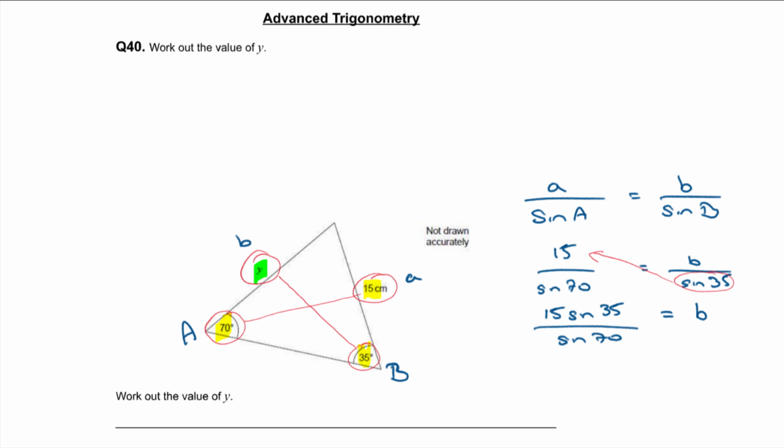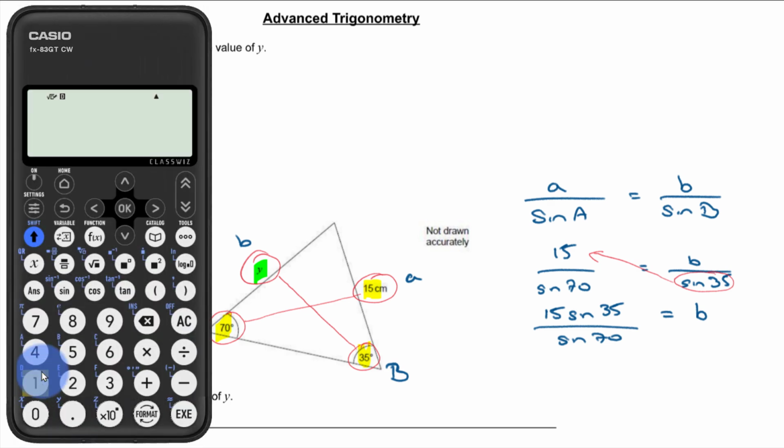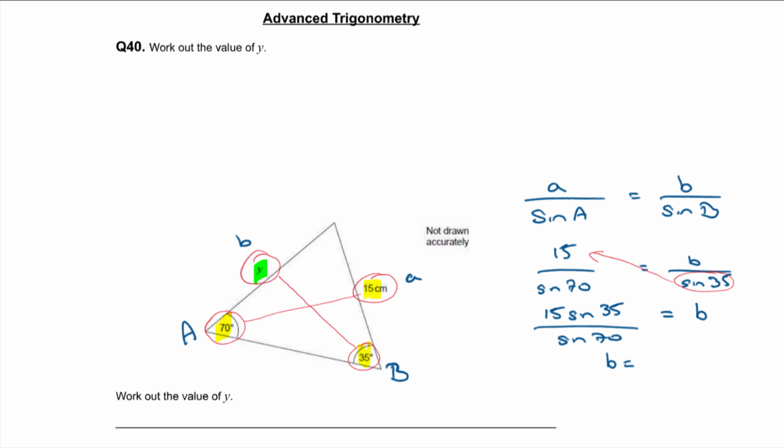So then 15 sine 35, just take care with brackets here. It's one of those cases where it may well matter if you put brackets in the right place or not, divided by sine 70. It doesn't really matter with right angle ones, it usually works it out anyway, but put brackets in here because they're a bit more complicated. Now that comes out to be 9.155. Generally go to 3 significant figures unless it tells me otherwise, or 1 decimal place for angles. So I'm going to write down 9.16, round it up.